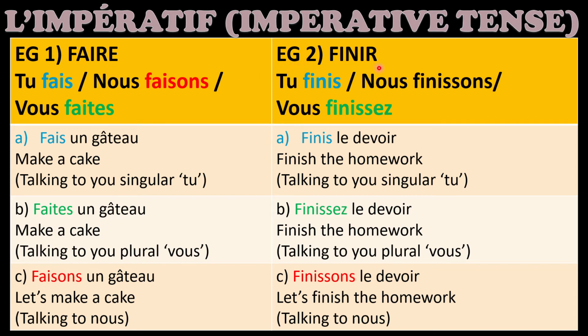Now, in the second example, it works the same way. This is finir, so you conjugate it normally in the present tense and it will work out like this. You want to say finish your homework to one person, finish your homework to a plural you, and let's finish the homework for nous, right? You're just conjugating it according to the subject and then you're removing the subject from the sentence. That is how the imperative works basically.